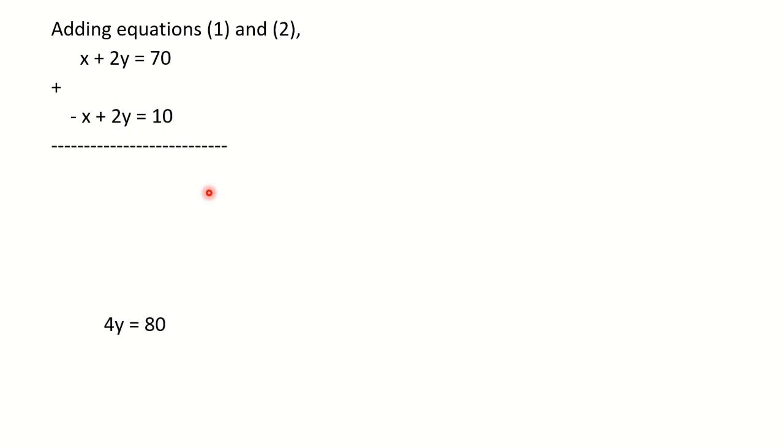So what are we going to get? 4y is equal to 80. And therefore y is equal to 80 divided by 4. That is, y is equal to 20. So after adding, the variable x is eliminated, and we got the value of variable y here. Now let us make use of any one of these equations to get the value of x.